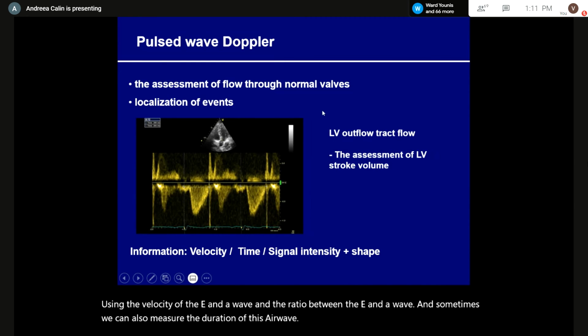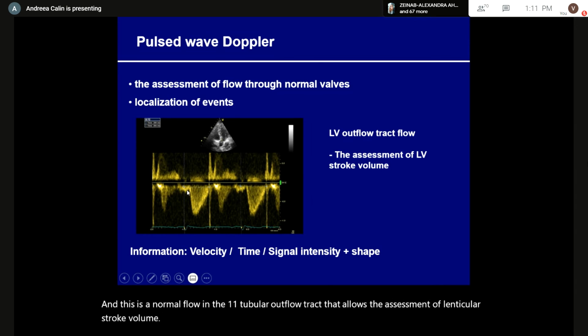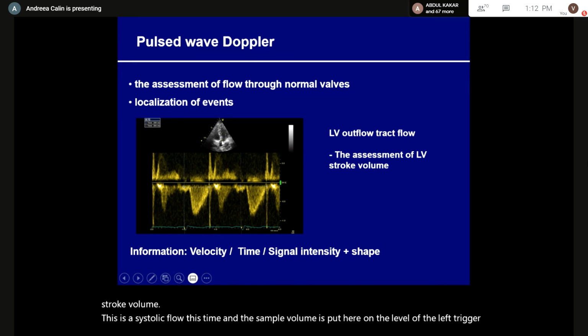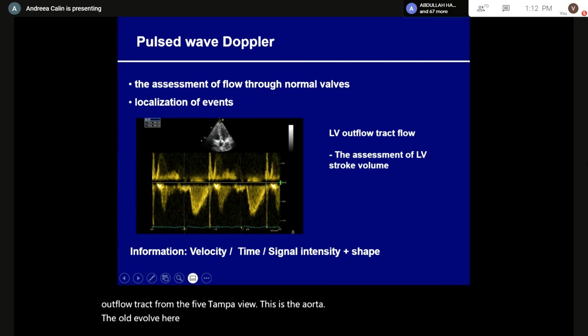And this is a normal flow in the left ventricular outflow tract that allows the assessment of left ventricular stroke volume. This is a systolic flow this time, and the sample volume is put here at the level of the left ventricular outflow tract from the 5-chamber view. This is the aorta, the aortic valve here, and this is the sample volume here in the left ventricle.